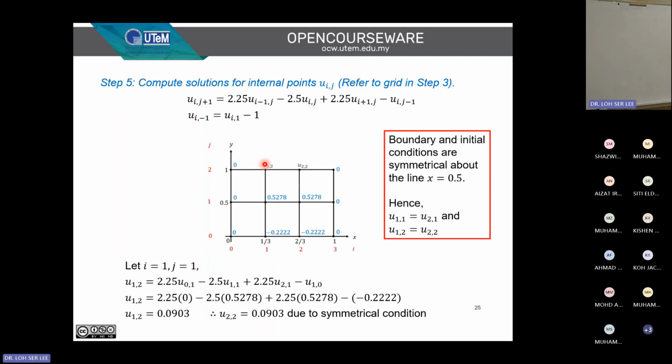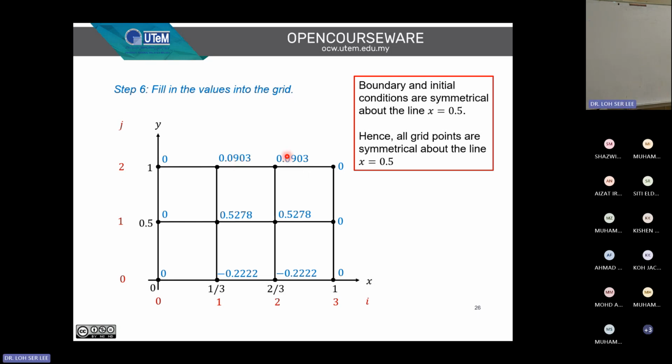Then next we find u12. For u12, we are using this formula. One formula is enough. So this first, second, third, fourth u comes from 1, 2, 3, 4. You just substitute the 4 points into the formula, then you get your u12 directly. This value is the same as this u22. These 2 values are the same. So this is the final solution.